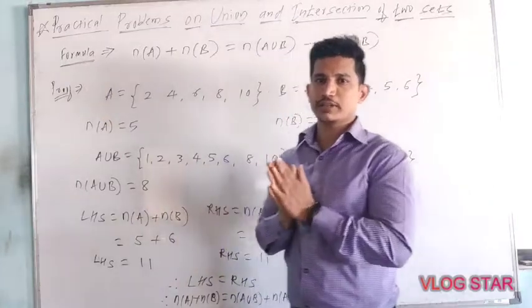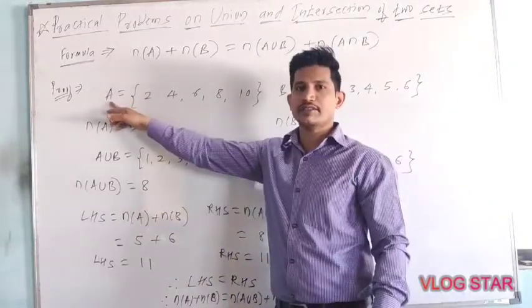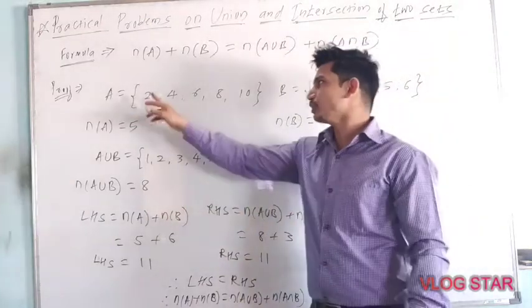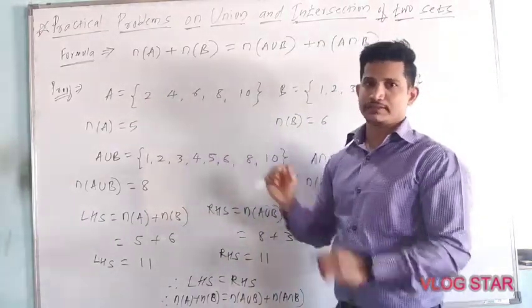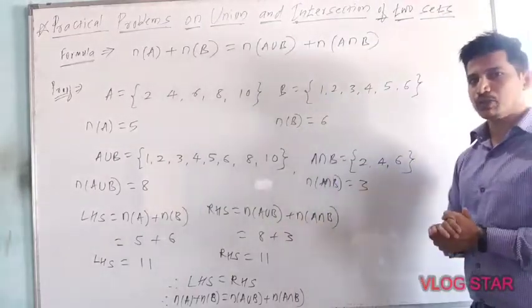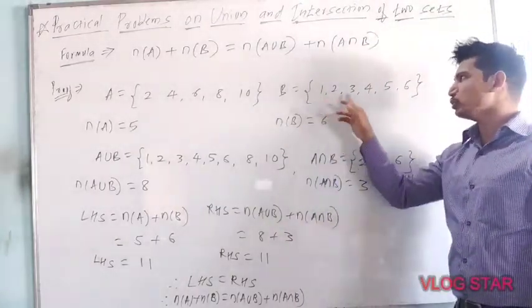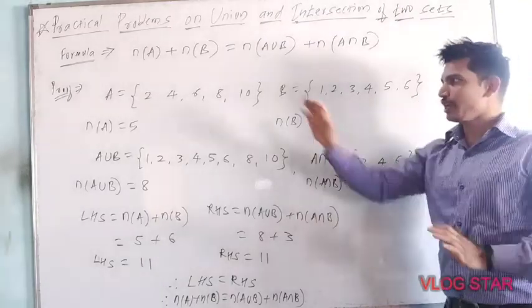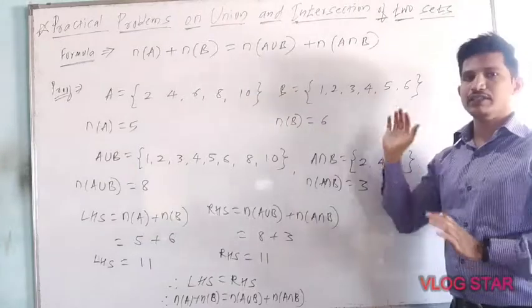Let us take one example here. Let's say A is a set having the elements 2, 4, 6, 8, 10. Okay, and B is a set having the elements 1, 2, 3, 4, 5, 6. So A is having these elements and B is having these elements.